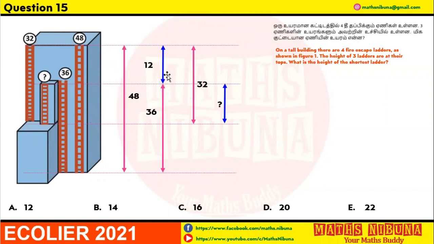If this is 32, and we know this is 12, correct? You already found earlier this is 12. If this is 32 and this is 12, this must be 32 minus 12, right? That means the height from this line to this line equals 32 minus 12, which equals 20. So this is how you have to do this kind of question. You just make lines and see the difference between two letters. Now, how much did you get? 12, 20, 20. So the answer is D.